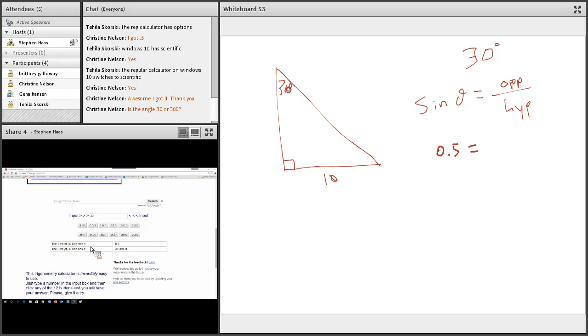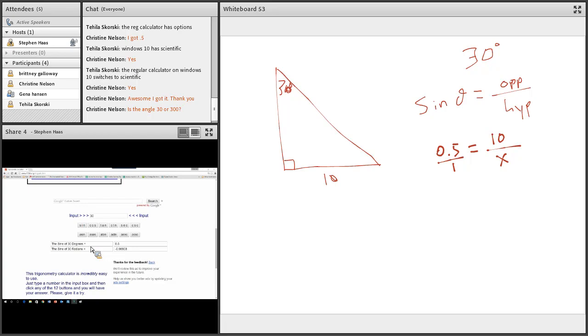Equals the opposite, and we'll plug it in. So the opposite side was 10 over the hypotenuse. And we don't know what the hypotenuse is, so we'll just call it x. Now here we just simply solve for x, and this is really a ratio. 0.5 is really the same thing as 0.5 over 1. Anything is really the same thing as itself over 1. So here, to get a ratio, we can cross multiply.